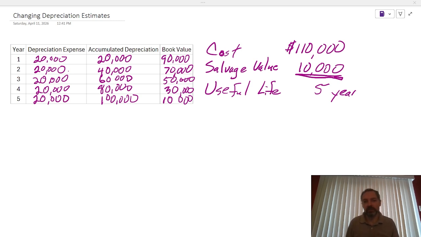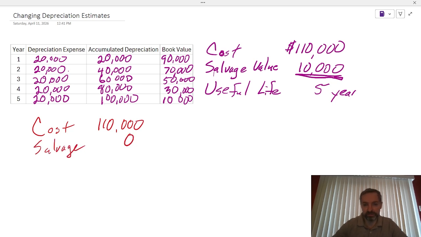But the salvage value and the useful life were both estimates, and it was our best guess at the time. But 3 years in, we find out, hey, things have changed a little bit. Let's say that we decide that the salvage value is going to be 0, but our useful life will be extended just a little bit. And this is 3 years in.